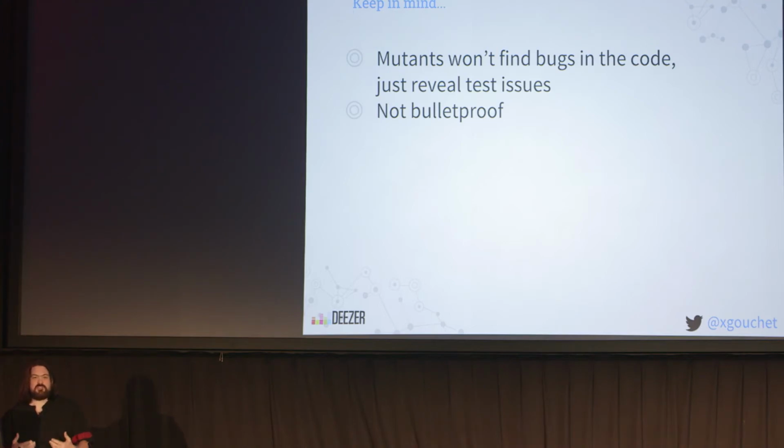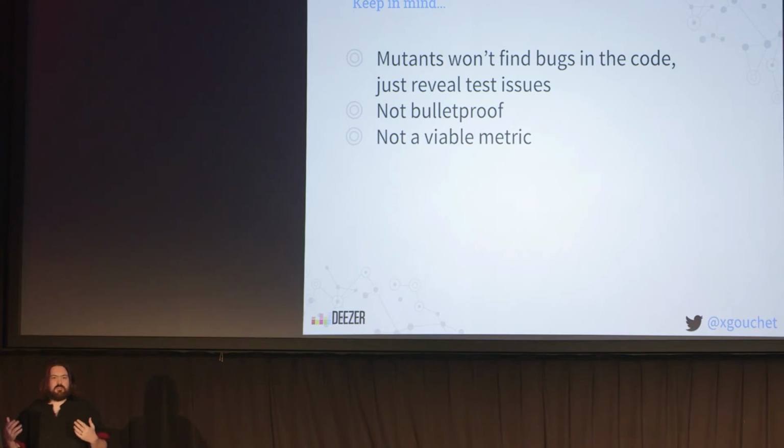But you could still have bugs arising with 100% mutation coverage. Because it's not bulletproof, it's not a viable metric. Of course, the better coverage, the higher coverage you get, the better. But it's not a viable metric, so it should not be used as a target or as a KPI for your bonus or something like that.